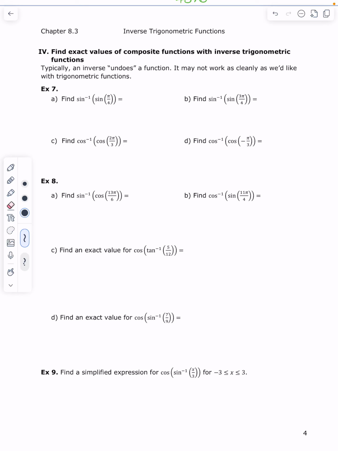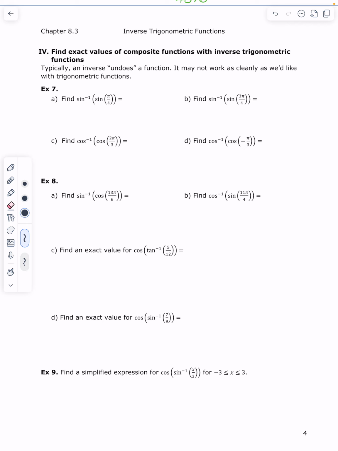These are the 8.3 notes, inverse trigonometric functions. This is page 4. So we want to make sure that we realize even though the inverse sine undoes the sine, it doesn't always return what we started with. So we want to take a look at some of how these can play out.